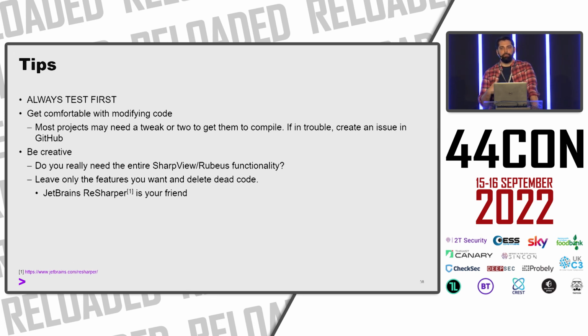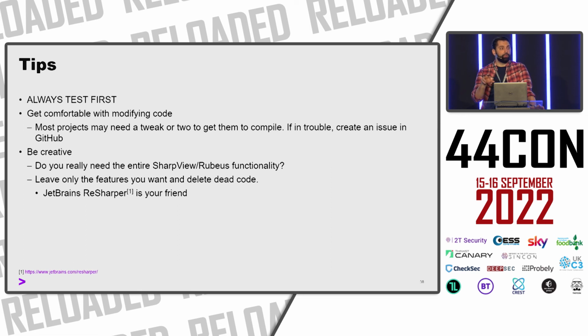This is for things that may not have a profile, or let's say a new version of something that does have a profile comes out, and you're like, oh, I don't know what to do. If you know how to read code, that's enough, because then you'll be able to make the change that you want. And then you can be creative, and this has saved me a lot of times on client engagements. Do you really need all the functionality from SharpView and Rubeus? Probably not. So if you're just using Kerberos with Rubeus, you can remove everything else, just delete it from the file.